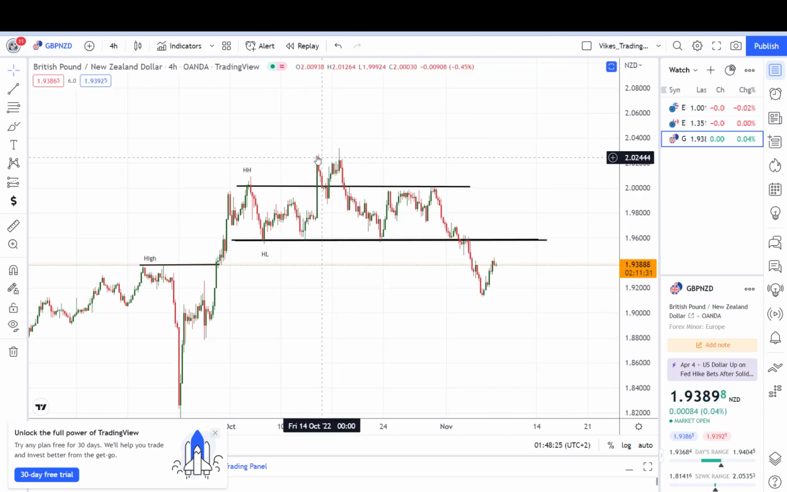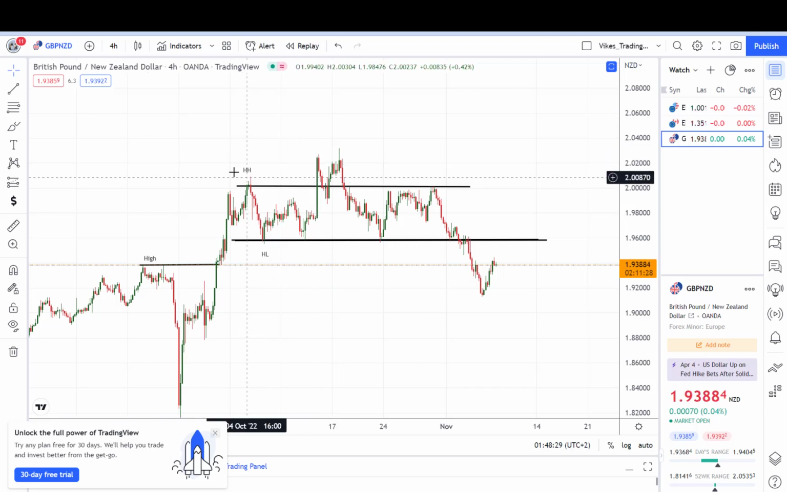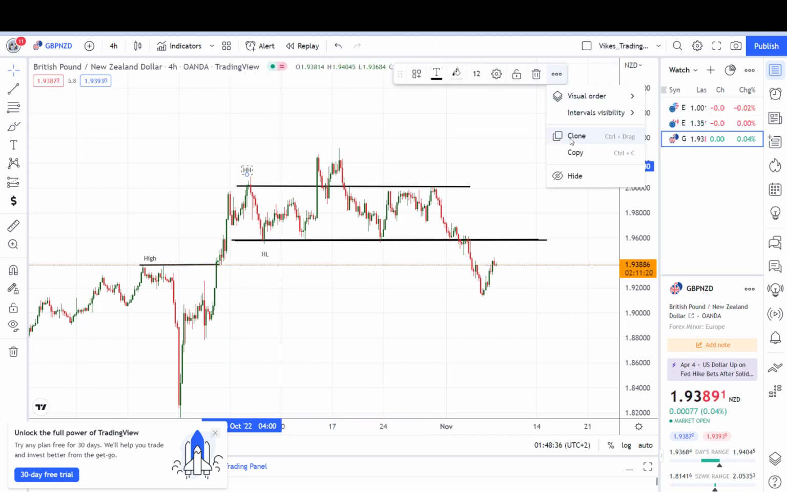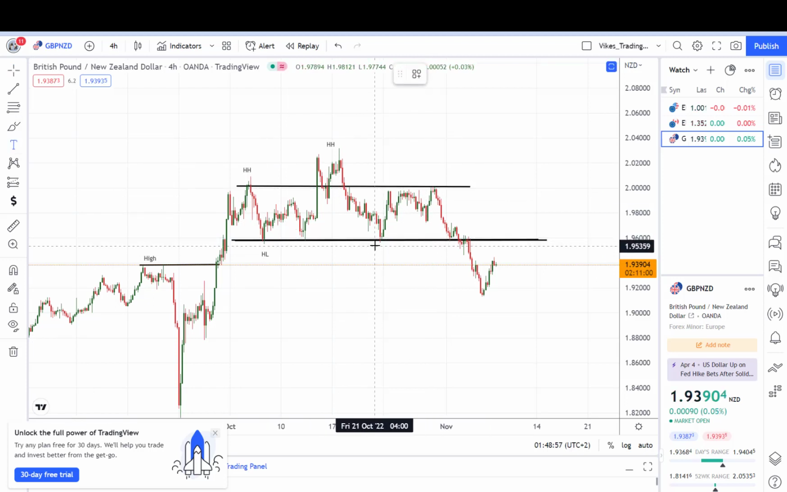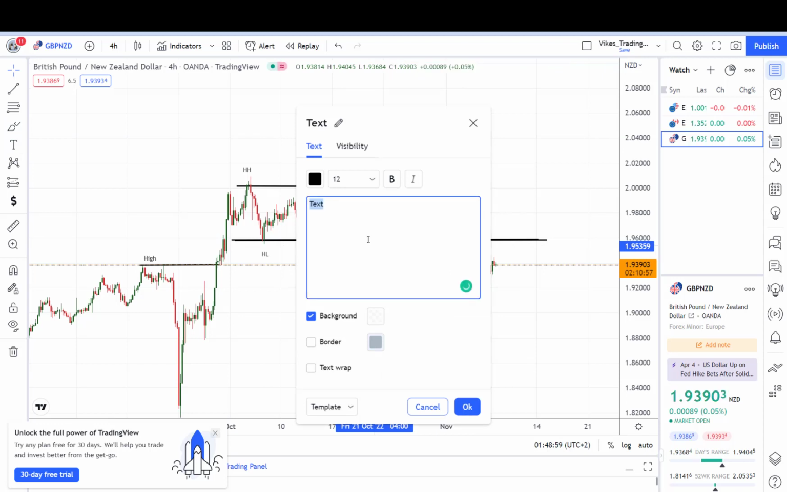Then we form a high which is higher than this high. So it forms another new higher high. Then we form a low which is almost equal to this low. So it's an almost equal low. Then we form a high. Okay, this one we'll label as equal low.